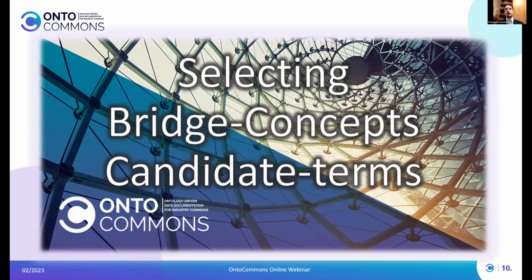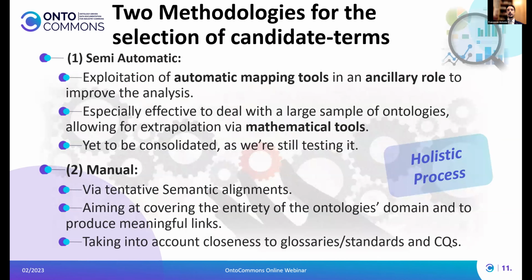I think we can go back to something more practical, that is the actual methodology for the selection of bridge concept candidate terms. Two methodologies were developed by the consortium. We have already briefly been introduced to the first one, so I won't go into more details here because it's basically abstract mathematical instruments based on graph theory and network analysis. Moreover, it is still being consolidated, so showing the results is a bit premature.